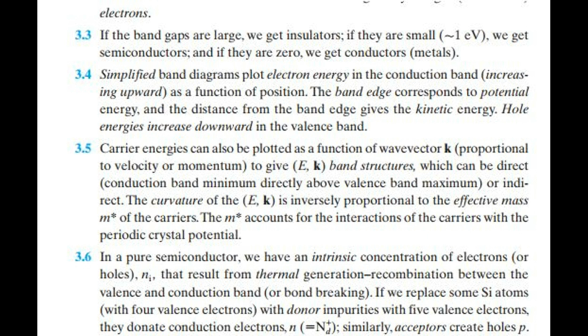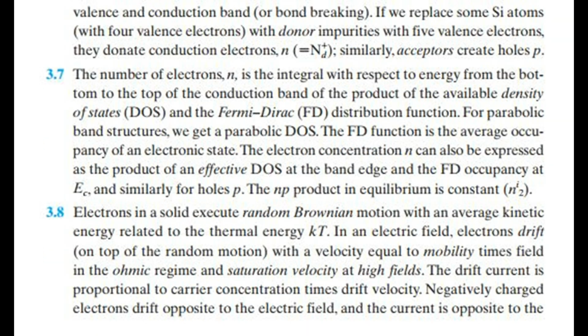3.6 In a pure semiconductor, we have an intrinsic concentration of electrons, or holes, ni, that result from thermal generation-recombination between the valence and conduction band, or bond breaking. If we replace some Si atoms, with 4 valence electrons, with donor impurities with 5 valence electrons, they donate conduction electrons, donors. Similarly, acceptors create holes.